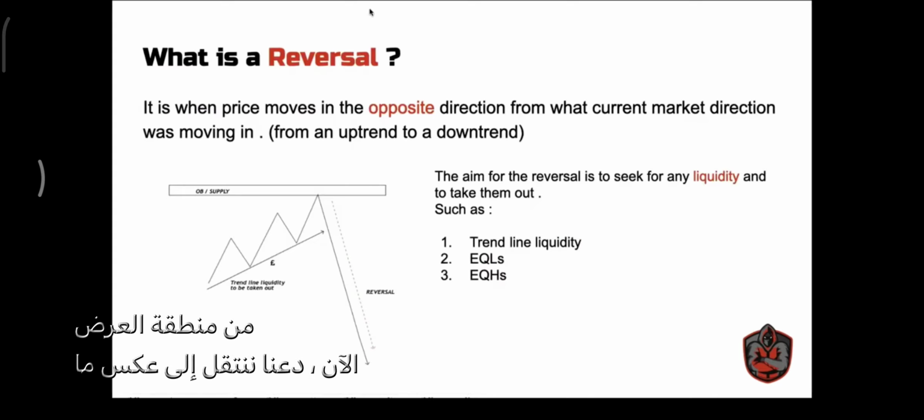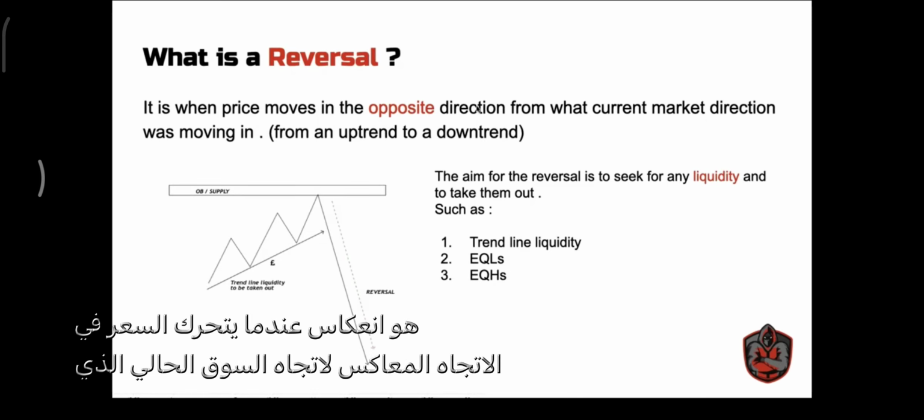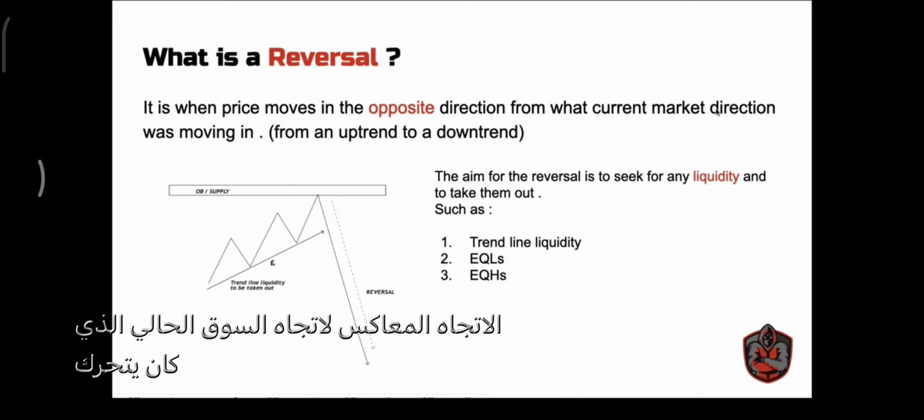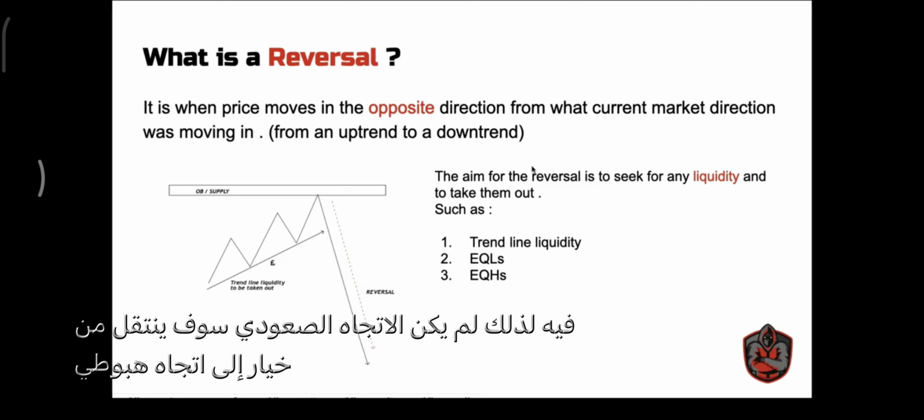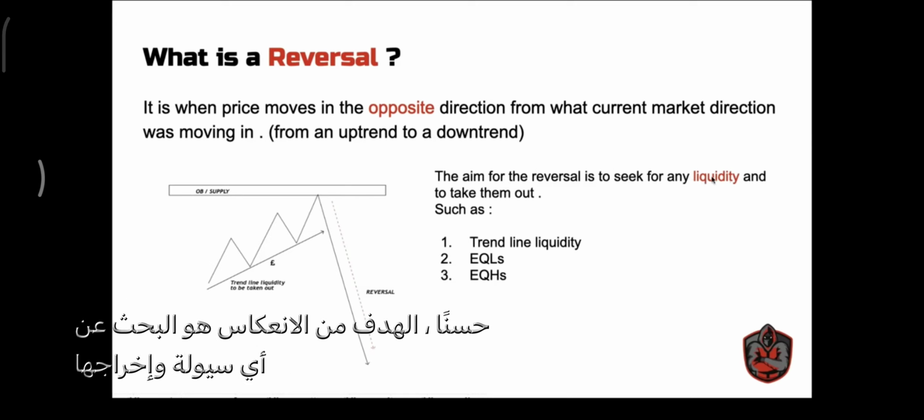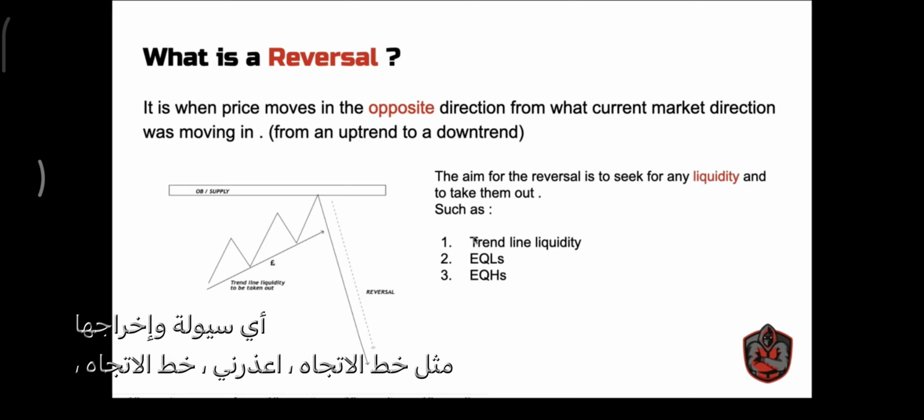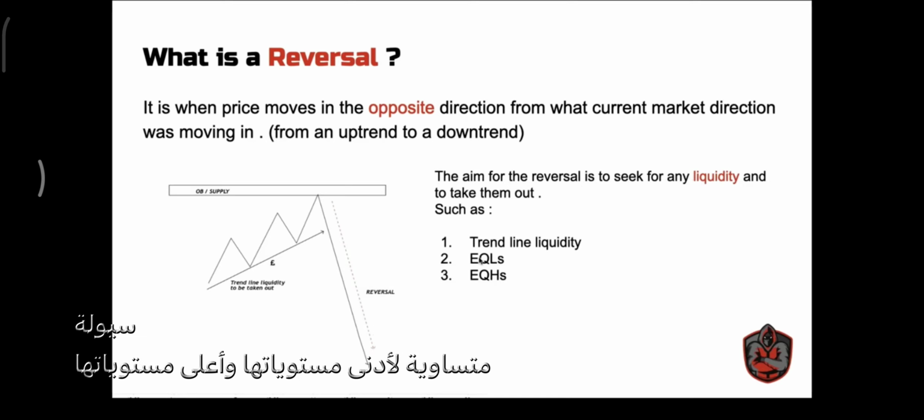Now let's move over to reversal. What is a reversal? It is when price moves in the opposite direction from what the current market direction was moving in. So if it was in an uptrend, it will go from an uptrend to a downtrend, okay? The aim for the reversal is to seek for any liquidity and to take them out, such as trendline liquidity, equal lows, and equal highs.